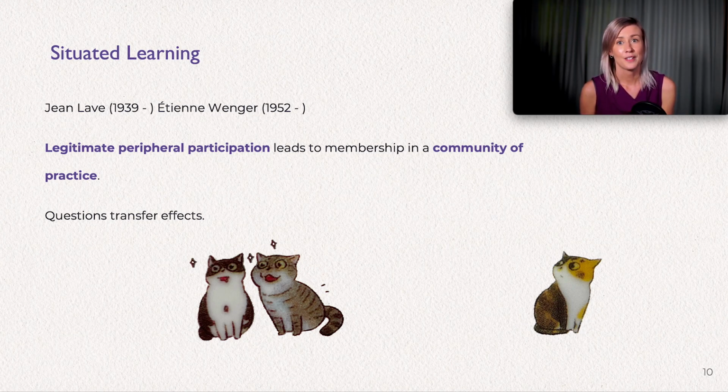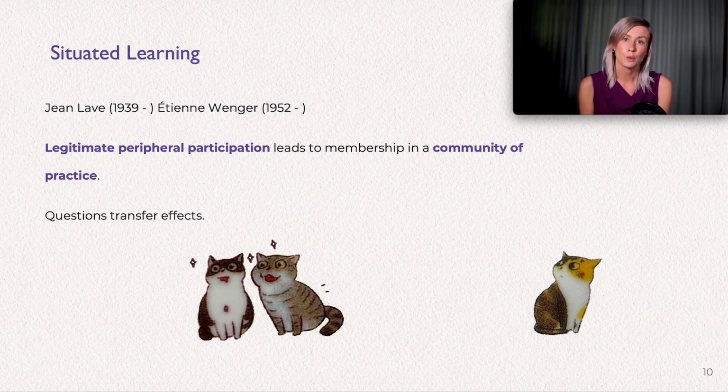Legitimate peripheral participation leads to membership in a community of practice, as they would say it. What does that mean? Okay, let's break it down. Legitimate. That means you are supposed to be there. You are not someone that just happened to walk into the wrong room. Peripheral. That means that you are not yet a part of the community.